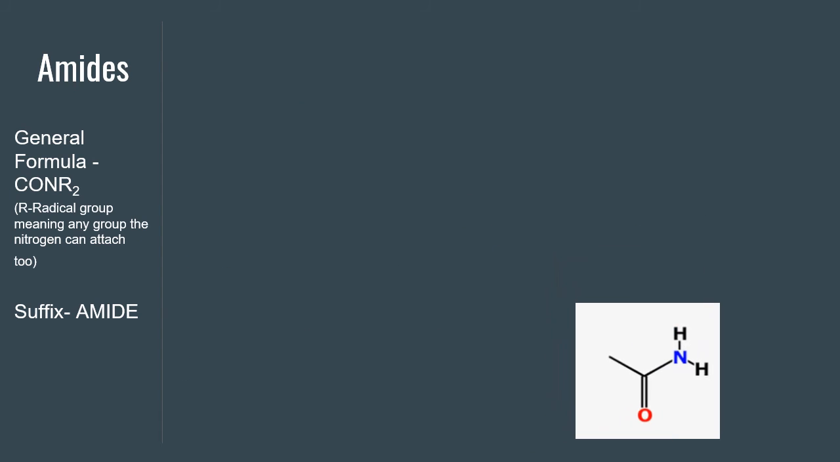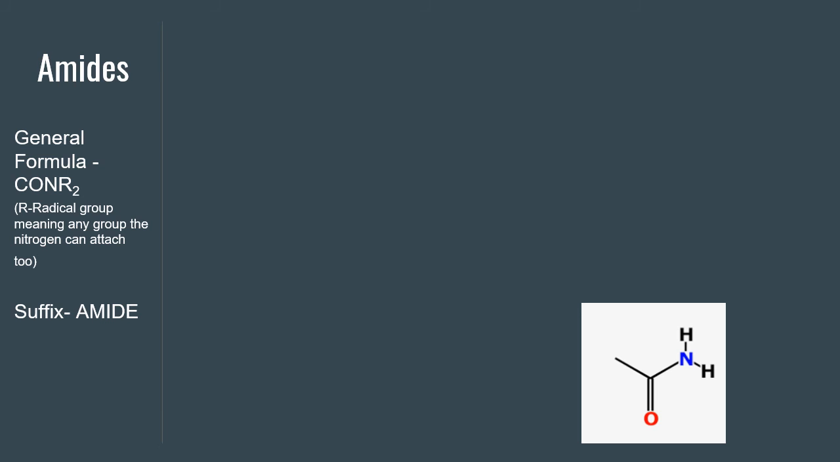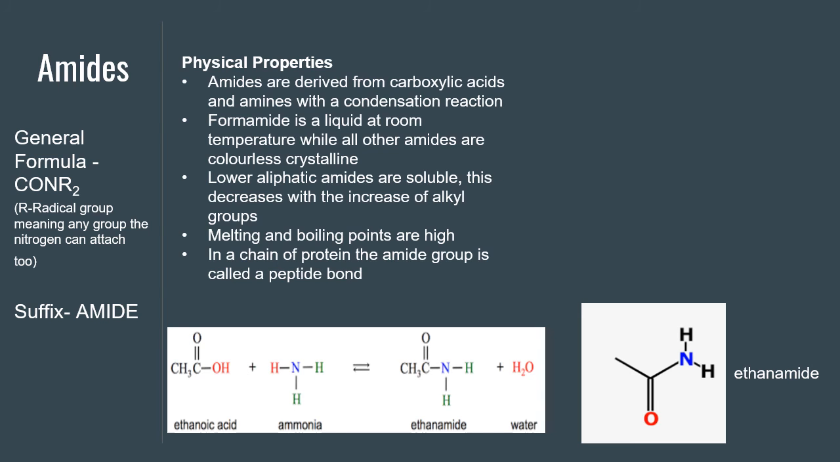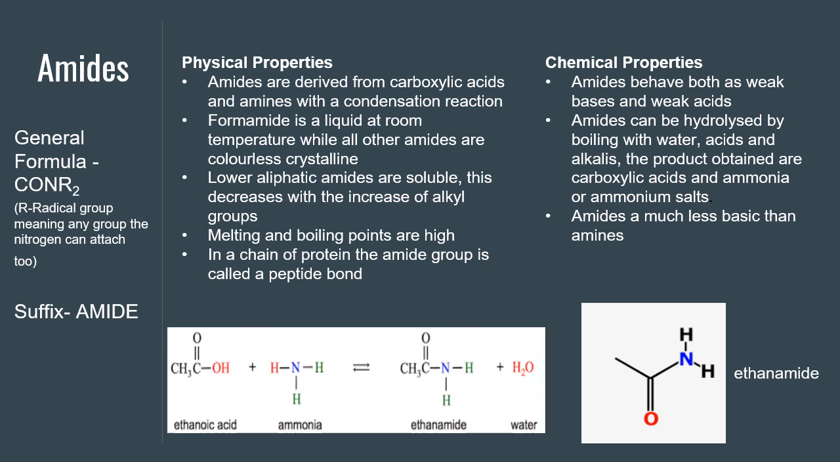Amides are derived from carboxylic acids and the amine group. You can see there are 2 carbons, so this will be ethanamide. The example you can see shows the condensation reaction of 2 functional groups to create an amide. Please have a look at the slides for some key physical and chemical properties of the amide group.